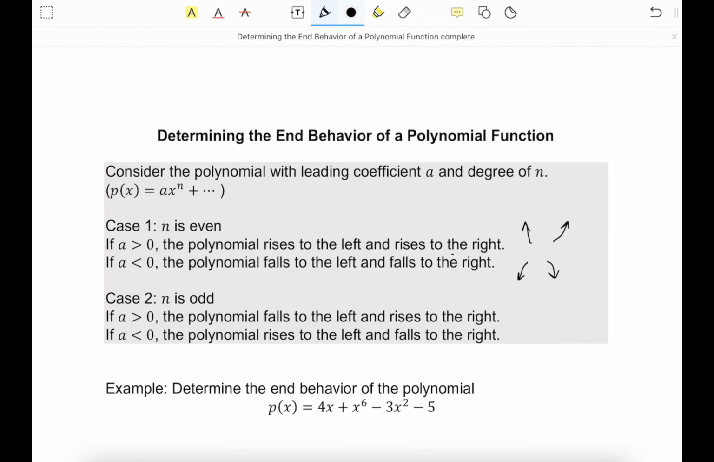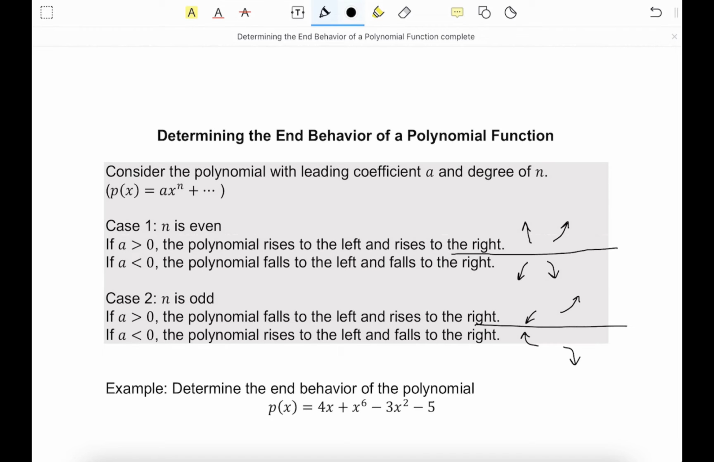To remember these, I usually just think of x squared. So if it's x squared, it opens up. If it's negative x squared, it opens down. For the odd case, if the leading coefficient is positive, it falls to the left and then rises to the right, kind of like x cubed. And if it's negative, it rises to the left and falls to the right.